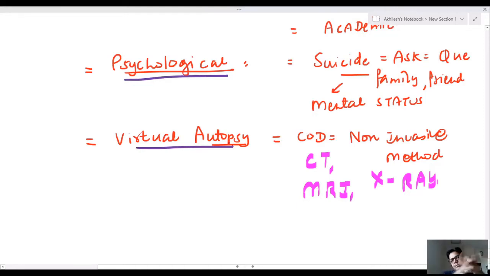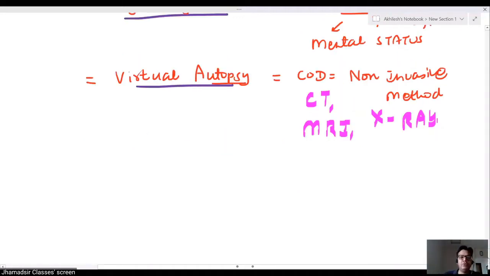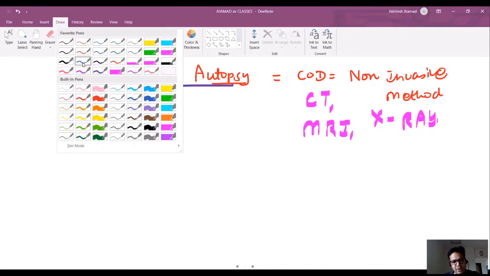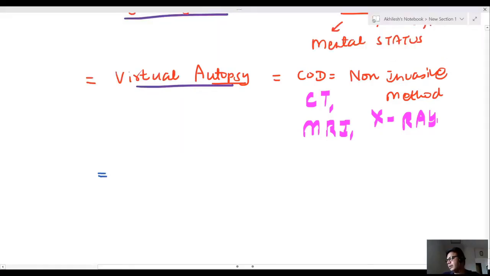So we have discussed medico-legal on the request of police and magistrate. Pathological autopsy on the relatives' consent. Psychological autopsy, we are asking question to the family member and friends. Virtual autopsy is cause of death by non-invasive method like CT, MRI or X-ray. Now I am coming to, sir, very, very important word, that is negative autopsy.